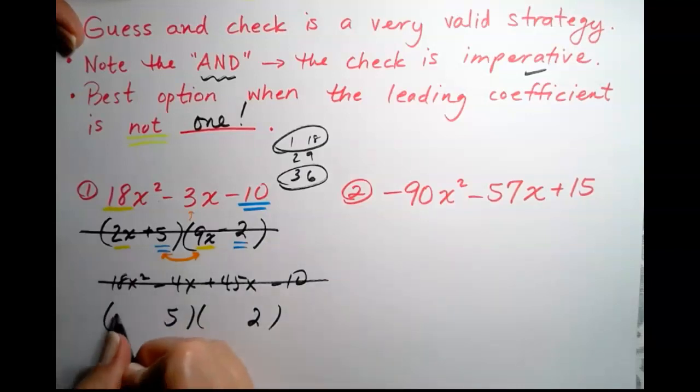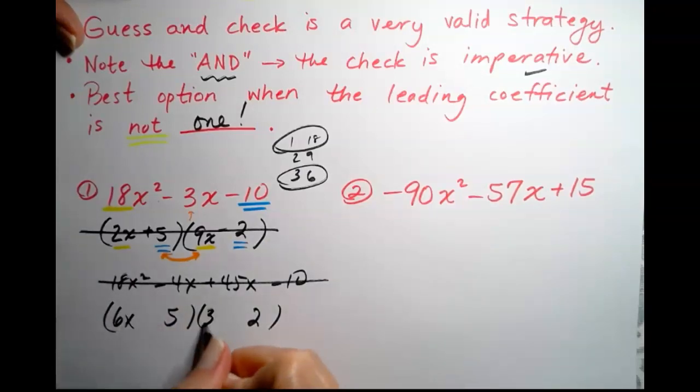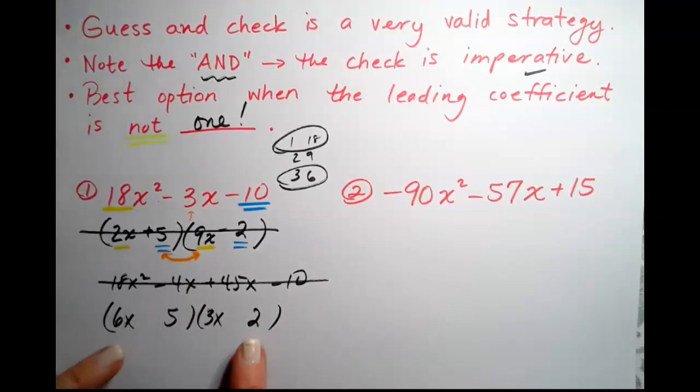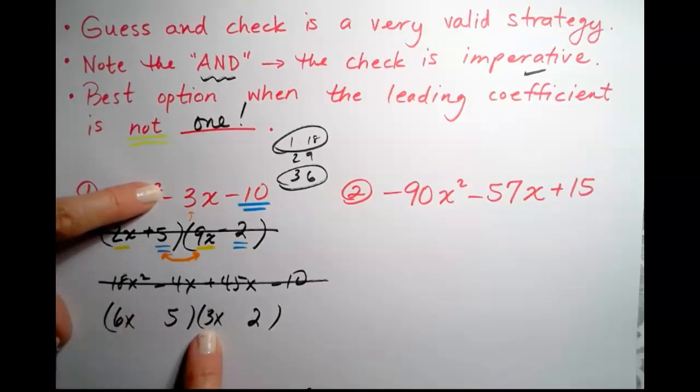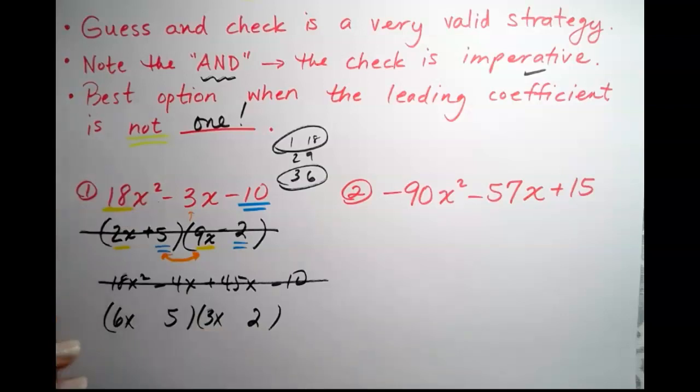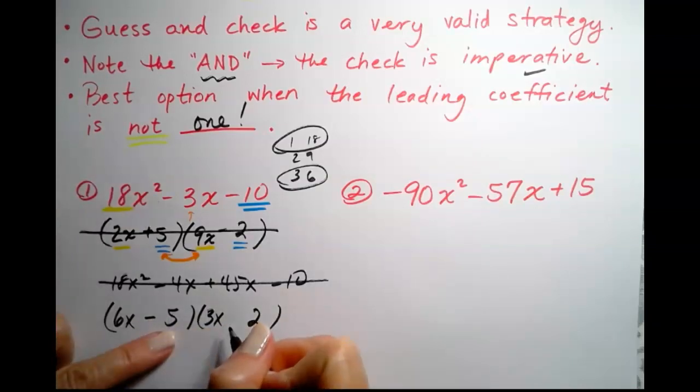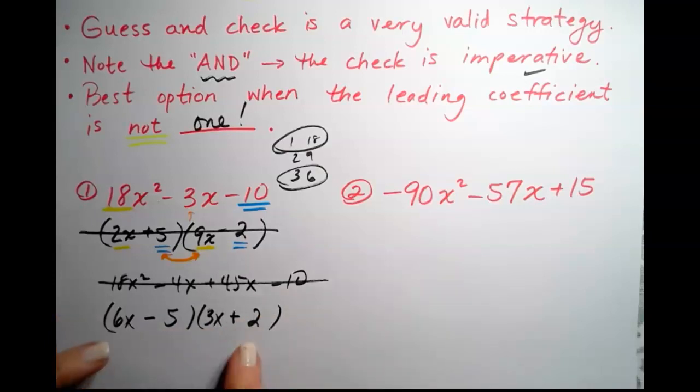So, if we put a 6 here and a 3 here, this is going to give us 12. And this is going to give us 15 when we do our distribution. And a positive 12 and a negative 15 is where we're going to get this negative 3 in the middle. So we need a negative 15, I'm going to make the 5 negative, and a positive 12, so I'm going to have the 6 and the 2 be positive. So this is a much better guess.